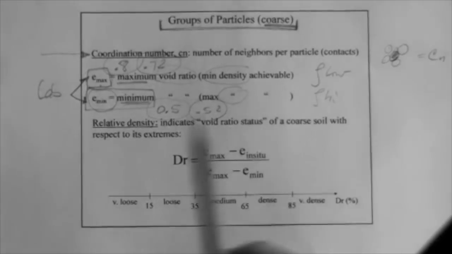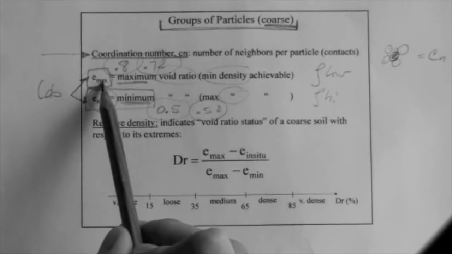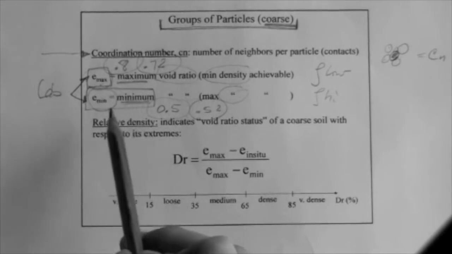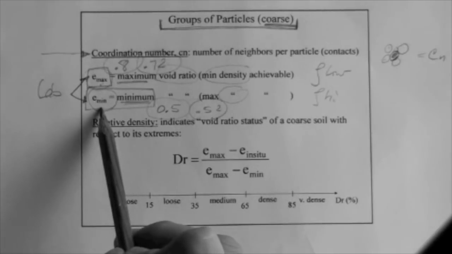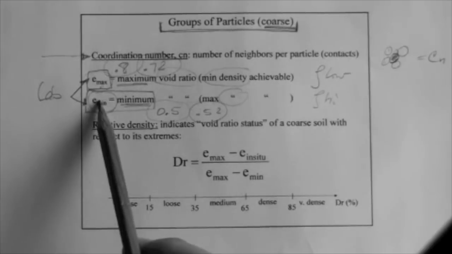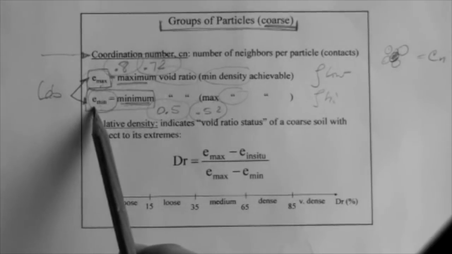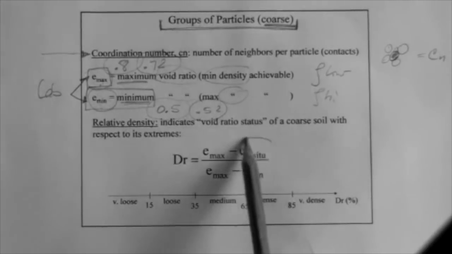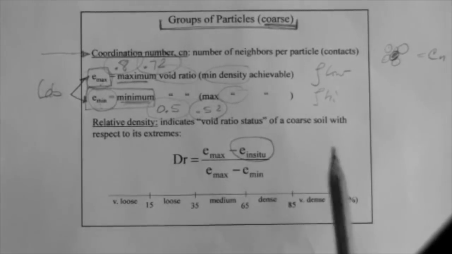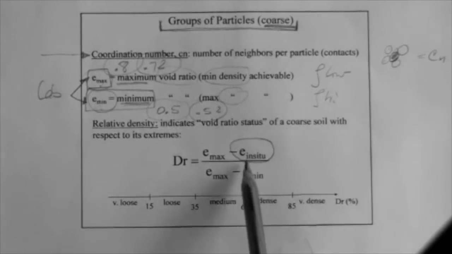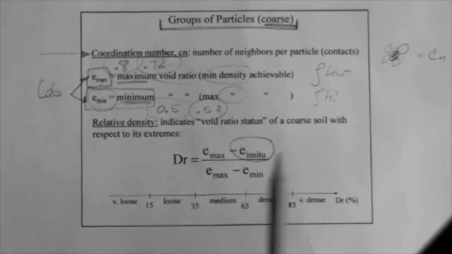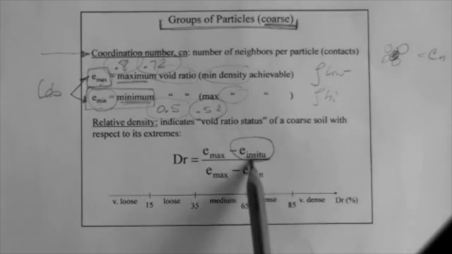Okay? Now, why do we want to know what is the maximum void ratio a soil can achieve and what is the minimum void ratio that soil can achieve? Because we are going to compare those void ratios, which are the limits or extremes, to the void ratio of the soil in the field, okay, in situ. In situ means in the field. That's just a fancy word for it that we use in geotech.